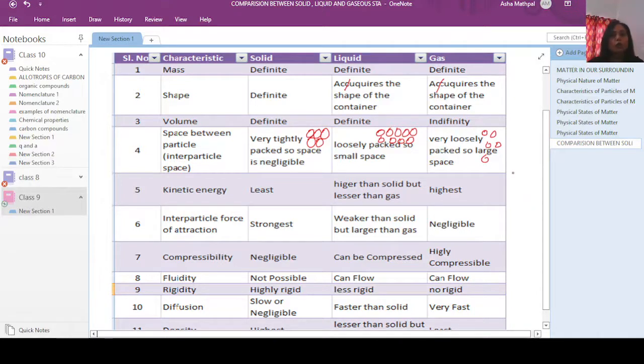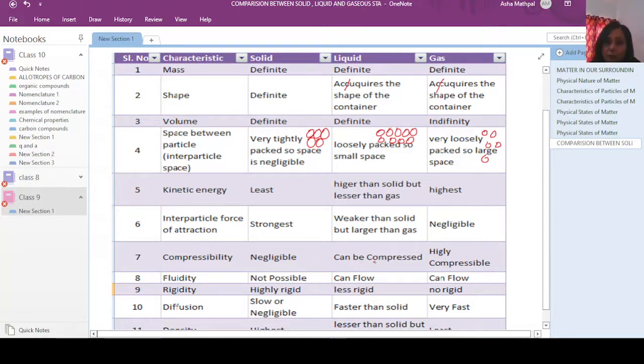So the kinetic energy, since they are tightly packed, obviously it will be least. Here there are some spaces between the particles, so they can have more movement as compared to the solid state, so higher as compared to the solid but less as compared to the gases, because the force of attraction among the particles is least, so that is why they can move to a greater distance here. So it is the interparticular force of attraction, here it is strongest, here it is weak, and here it is negligible.